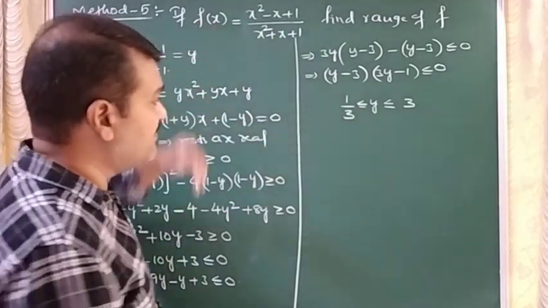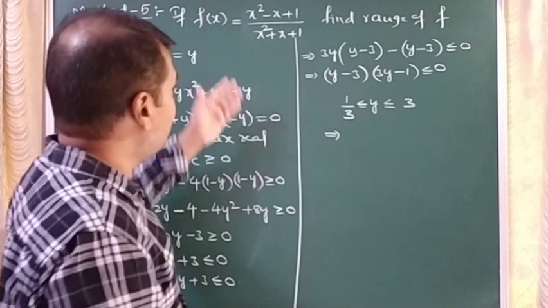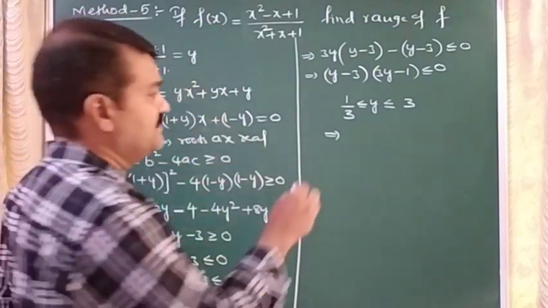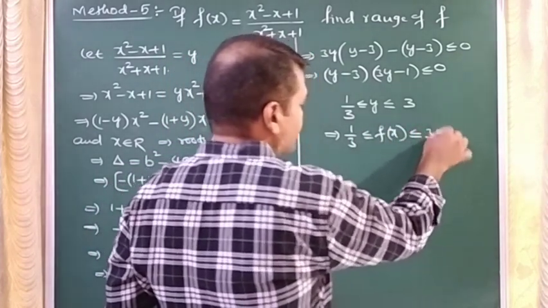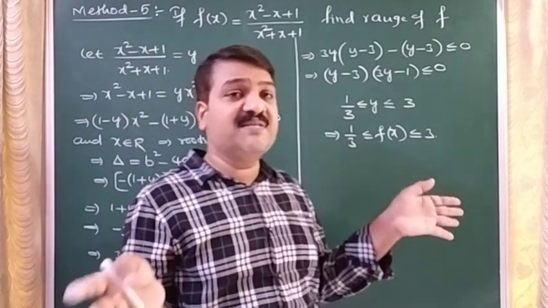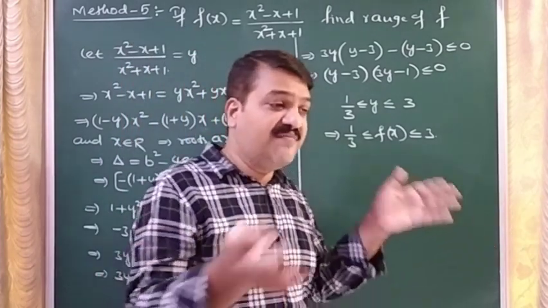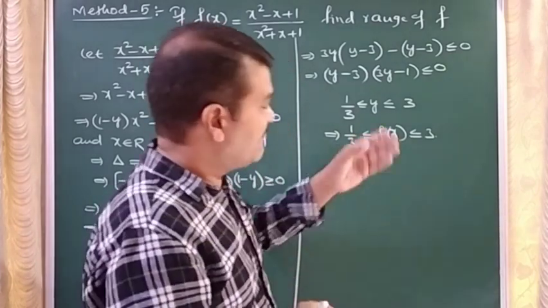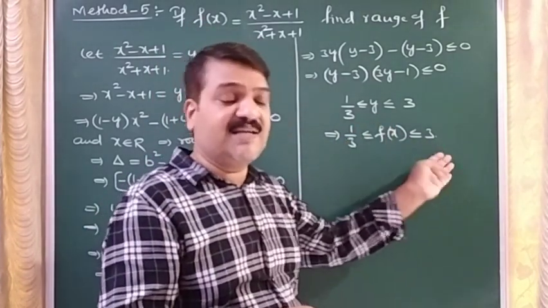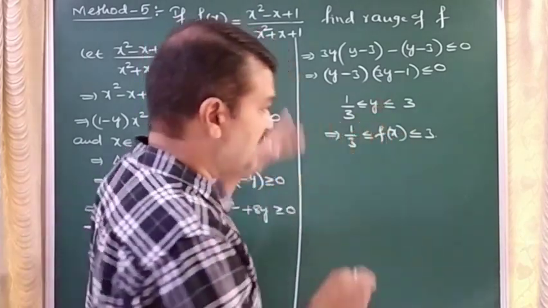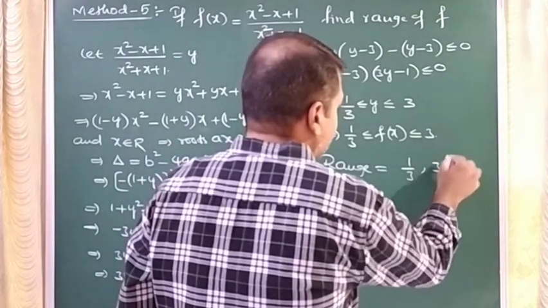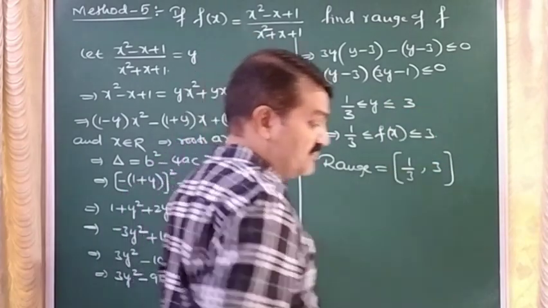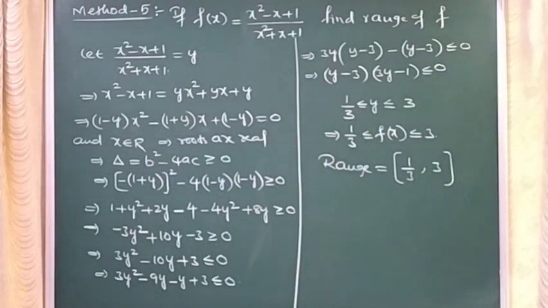Interval of y means interval of f of x, because f of x is what we have taken as y. This is the interval in which f of x lies. So f of x means function values, and the function values will be lying in this interval. That means this is the range of the particular function. So the range of the given function will be closed bracket 1 by 3 to 3 closed bracket. So this is the example of method 5 which we discussed.